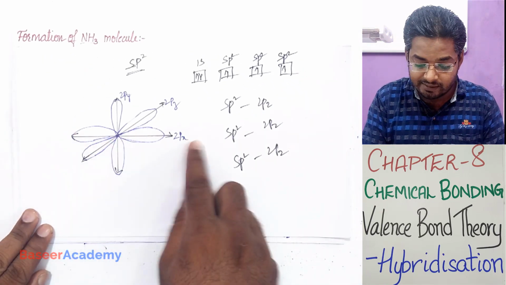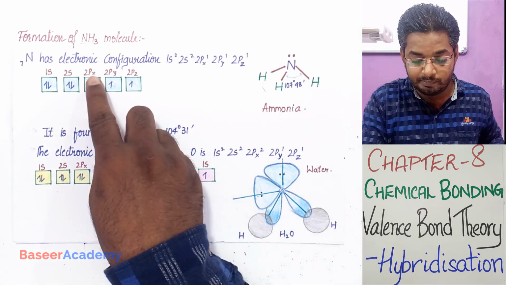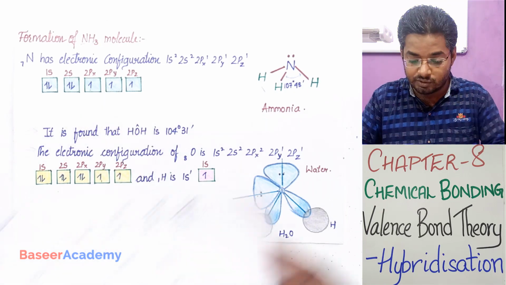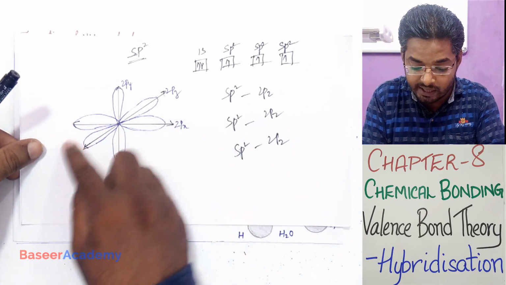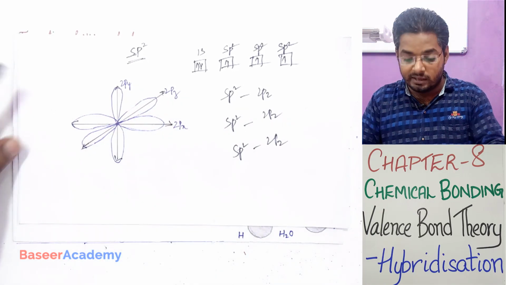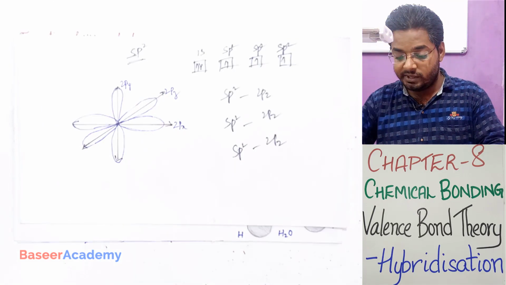This is the x-axis, this is the y-axis, this is the z-axis. We know that the shape of the p subshell is dumbbell. So I have drawn a dumbbell along the x-axis, along the y-axis, and along the z-axis. I thought this will be a good way to explain the axes to you.